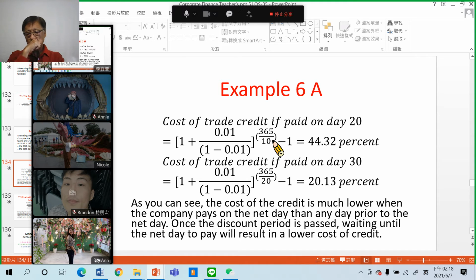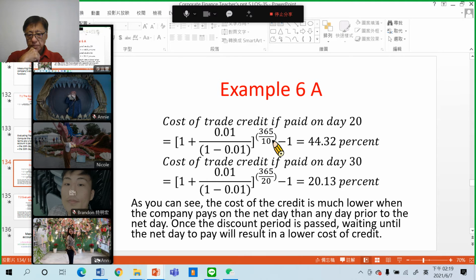And the cost of trade credit if paid on day 30 is (1 plus 0.01 divided by 1 minus 0.01) to the power of 365 divided by 20, and minus 1, which equals 20.13%. As you can see, the cost of credit is much lower when the company pays on the net day than on any day prior to the net day.